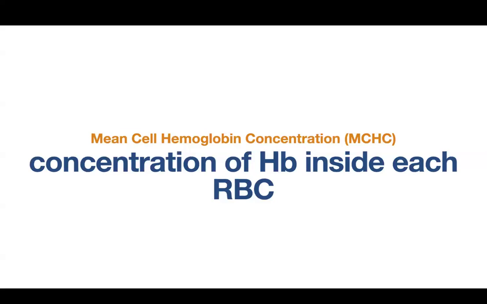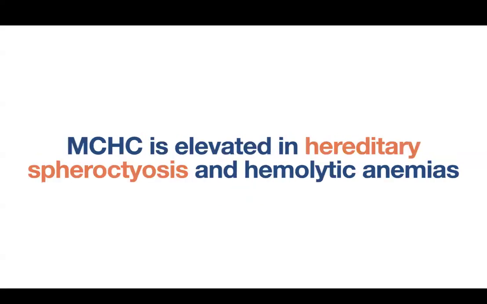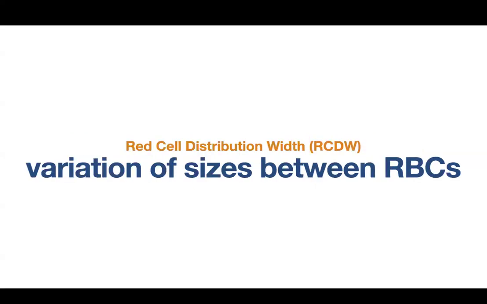There's something else called the mean cell hemoglobin concentration. This is not the amount of hemoglobin in the cell, rather it's the concentration of hemoglobin inside the cell. The MCHC is only important in some hemolytic anemias and a specific type of anemia called hereditary spherocytosis. In these two conditions, the MCHC is elevated and it's one of the clues that this is a diagnosis that the patient has. But for the most part, most anemias have a normal MCHC.